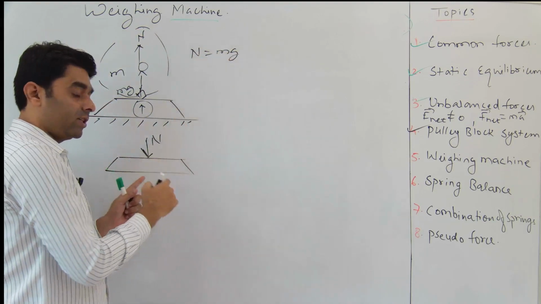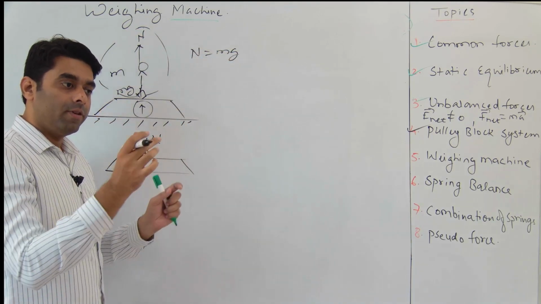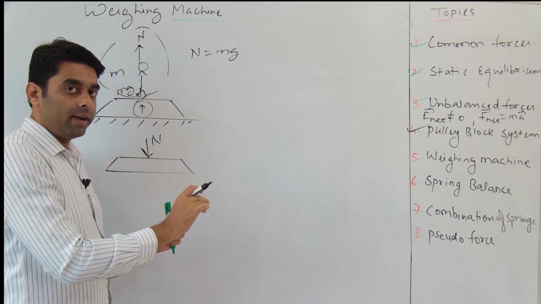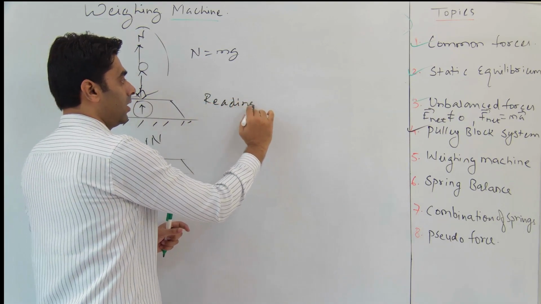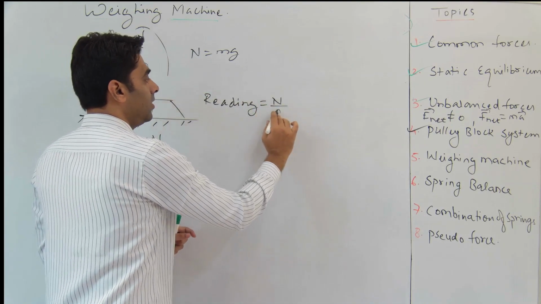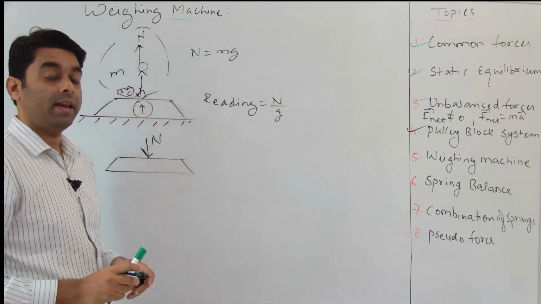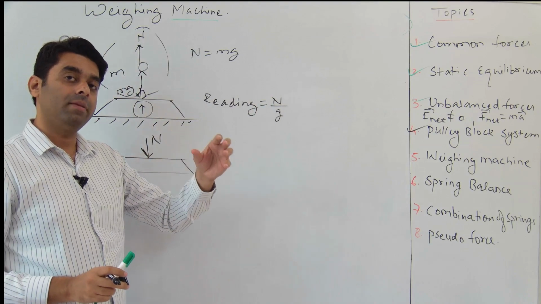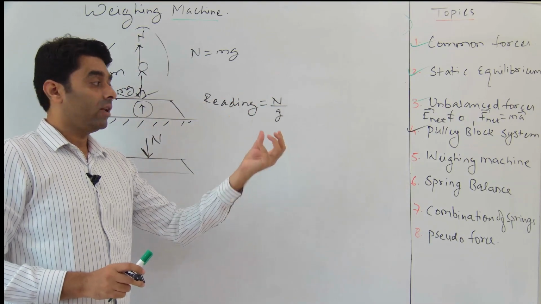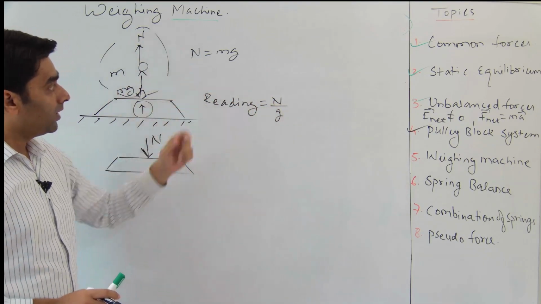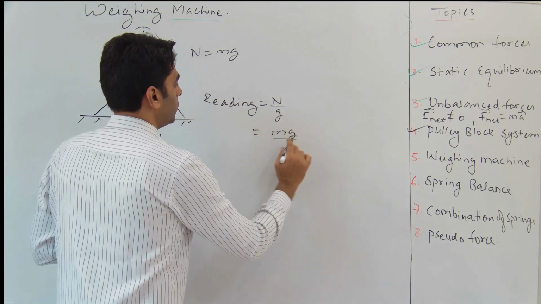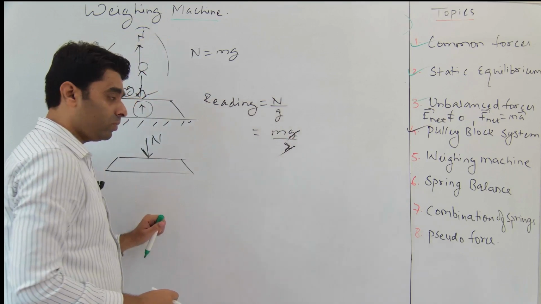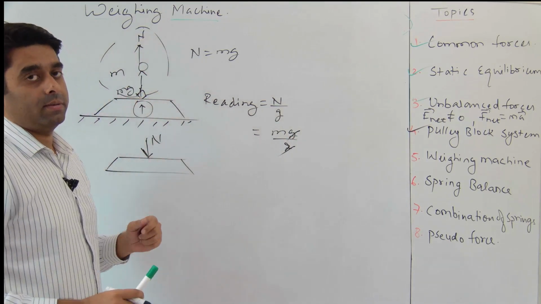Now this machine is measuring normal, but weighing machines are actually calibrated to give us the reading. Reading of weighing machine is N by g. That means weighing machines are calibrated to give the value by dividing it with g. So over here, N is mg divided by g, so we'll get our reading as m. Right. Now let us consider some different cases.